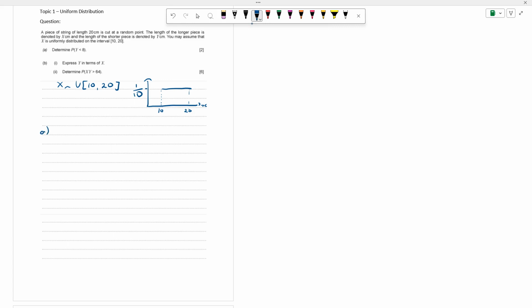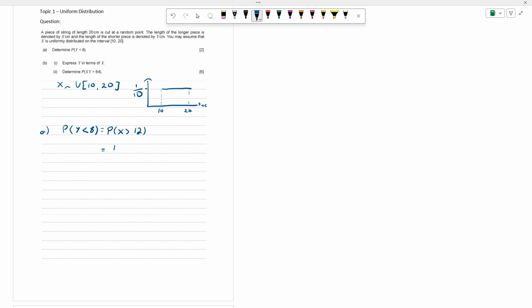So for part A, I want the probability that Y is less than 8. Y is the shorter piece, so I want the shorter piece to be less than 8. Now, I haven't got a distribution for Y, but I have got a distribution for X, so I need to make sure I change this to work with my X's. Now for Y to be less than 8, X would have to be bigger than 12. Because if Y was 8, we'd want X to be 12 because the total length needs to be 20. And as Y gets smaller, the longer length has to get bigger.